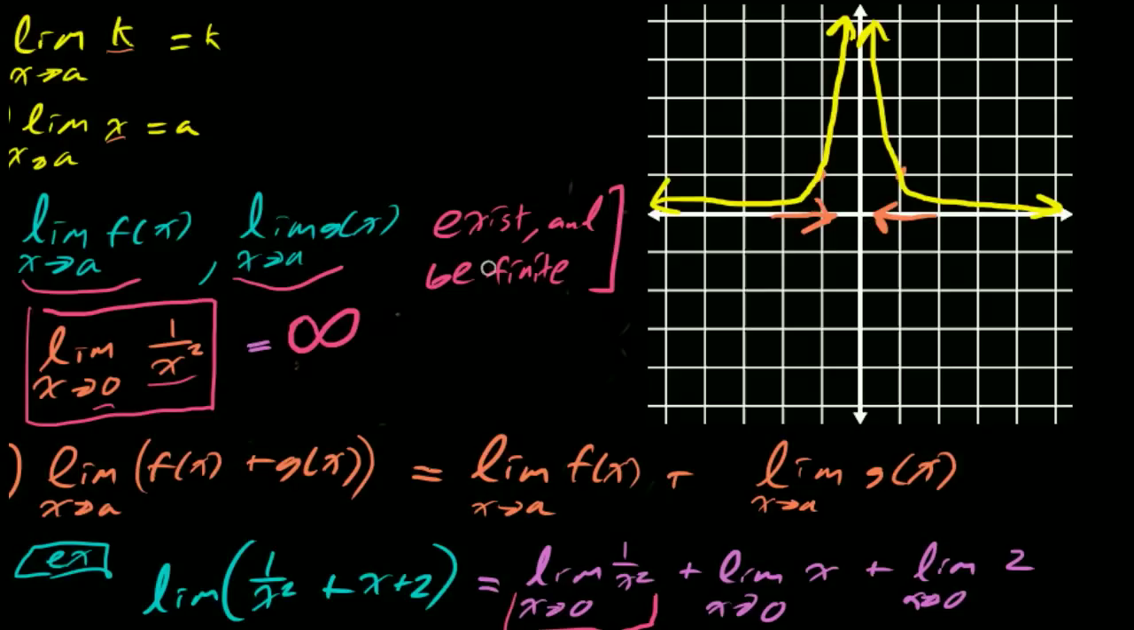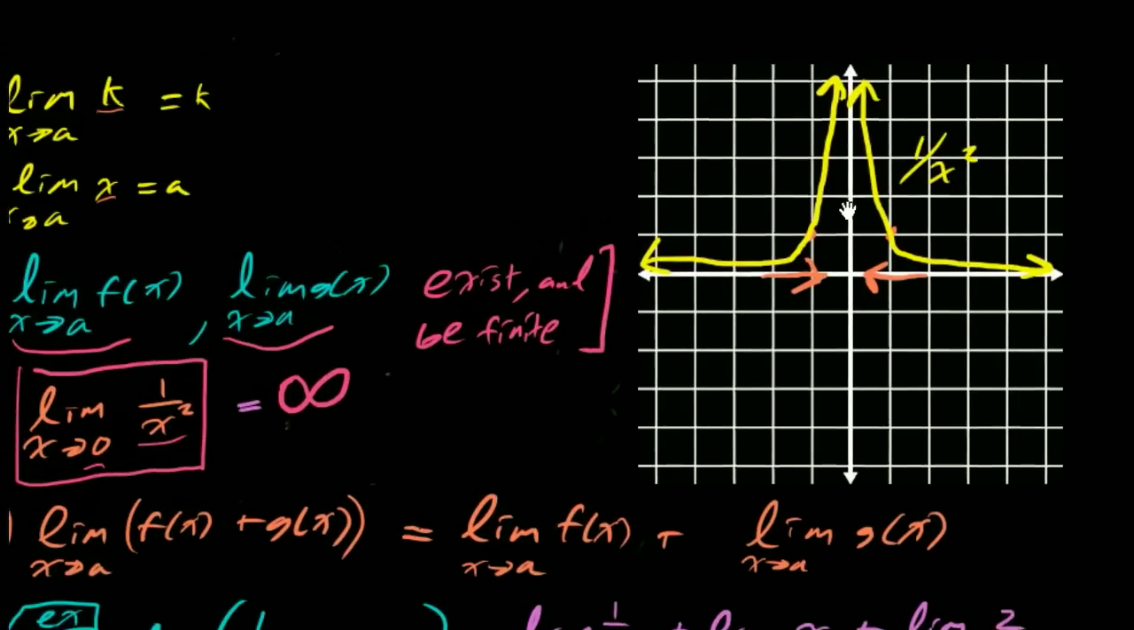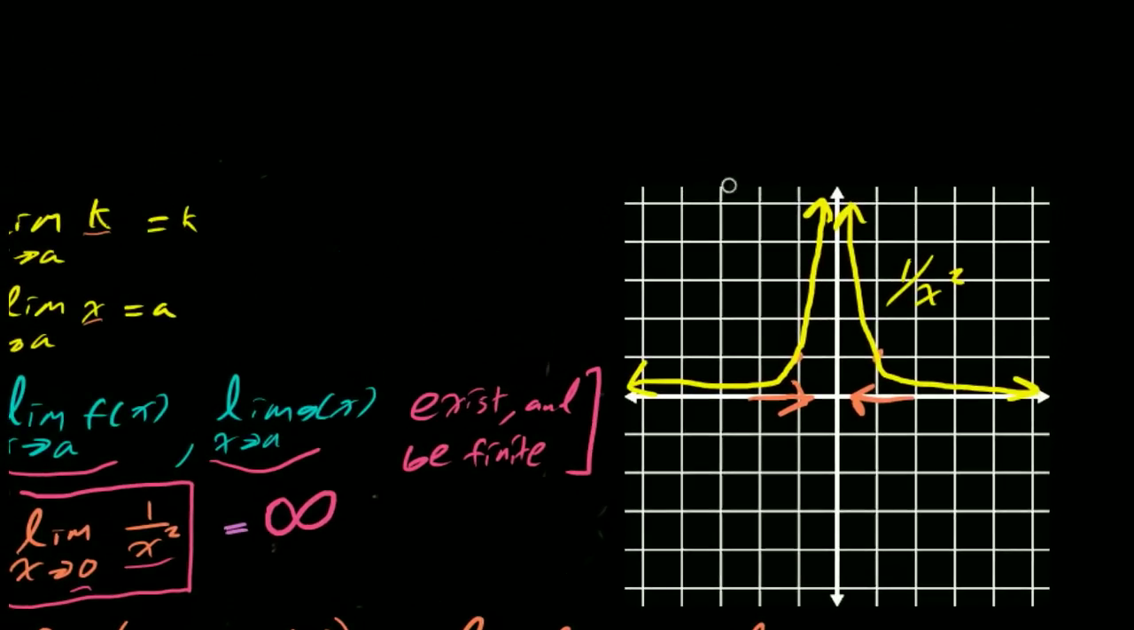From whichever direction we approached, this function 1 over x squared, and let me just write that down. So this is the function 1 over x squared. That function grew to infinity from either direction. So it's sort of like saying, let me go up and just write this down.